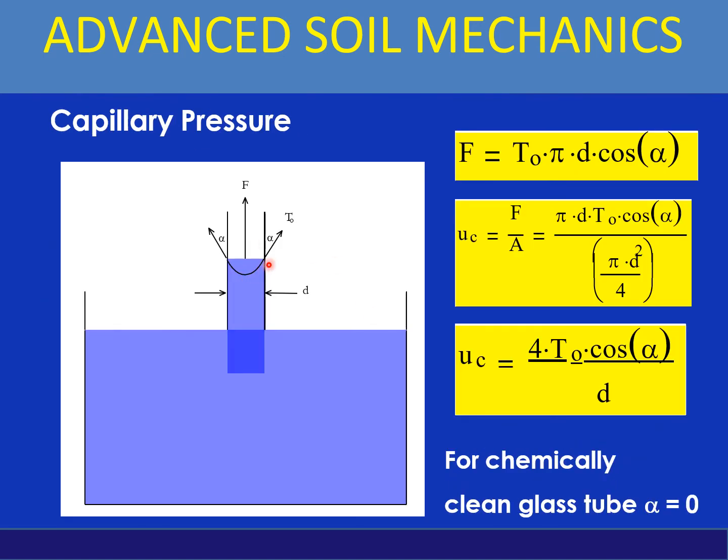Now, if you just look at this model, this is the force of surface tension per unit length, and F is the force acting in this direction, that is equal to T naught times pi d times cos alpha, because this one is making an angle of alpha with the vertical. And u sub c, the pressure because of that force, is F over A, that is this divided by pi by 4 d square, and that is equal to this. For chemically clean glass tube, alpha can be taken as 0.